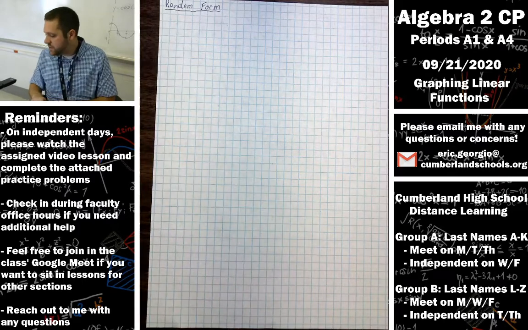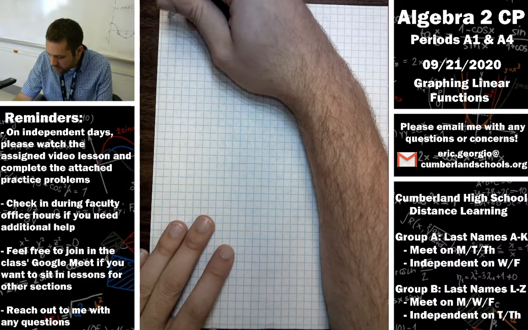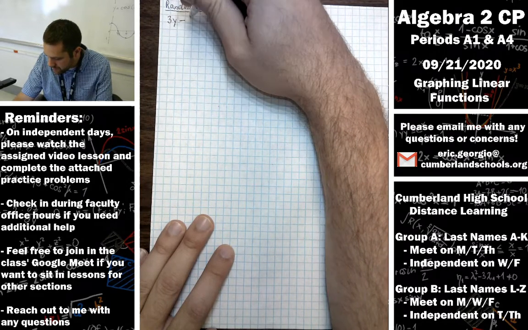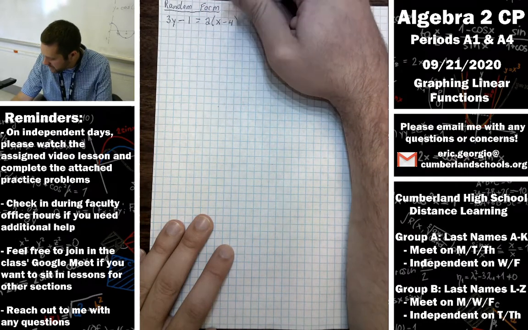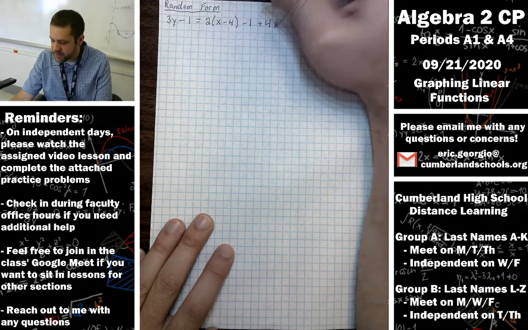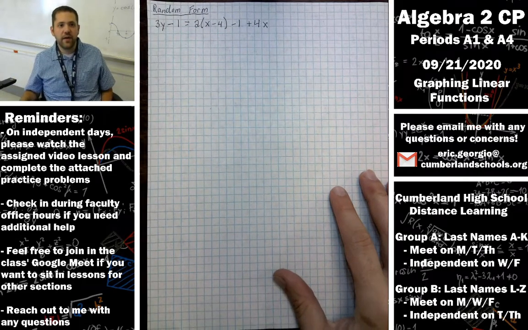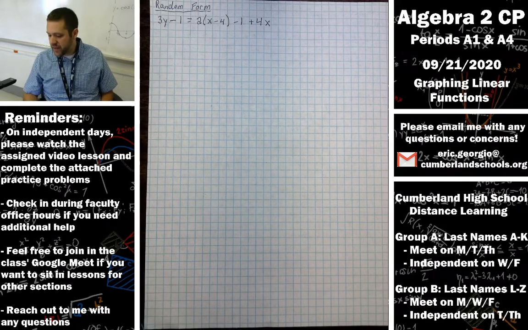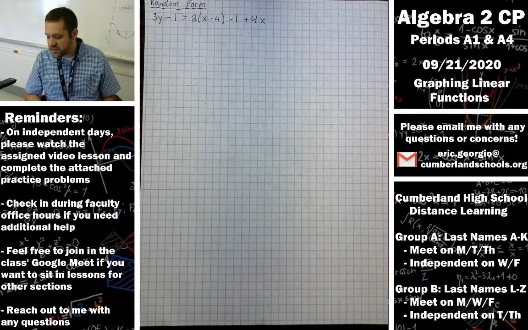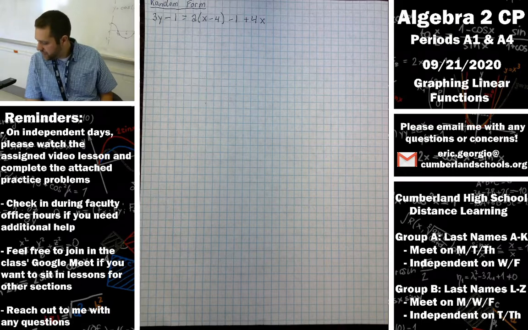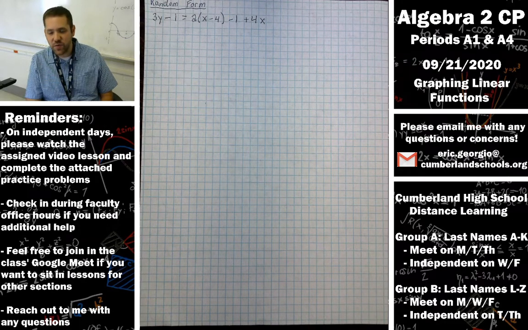For example, what if you have something like this? 3y minus 1 is equal to 2 times x minus 4 minus 1 plus 4x. Holy cow. Does that mean, again, we cry and give up and complain? No. We could just do a little bit of algebra to get to something that's familiar. We can either convert it to standard form or convert it to slope-intercept form. Personally, I think slope-intercept form is easier to graph with, so I'm going to opt to convert to y equals mx plus b. But you can convert to standard form if you really want to, convert to ax plus by equals c, and graph from there.